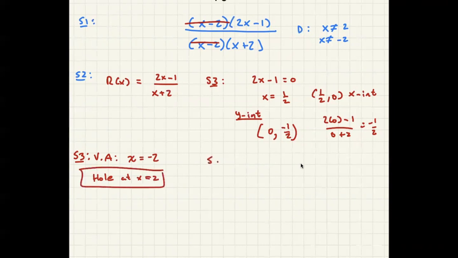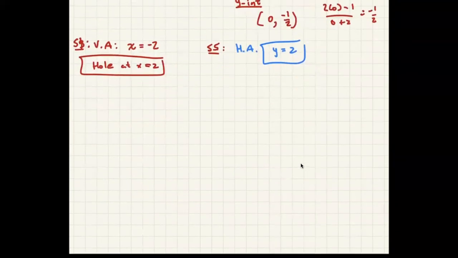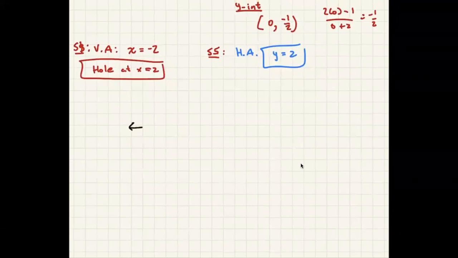Step 4. Oh wait, that was step 4. Step 5. We've got to find the horizontal or oblique asymptote. Well, because it's reduced, we just look at the coefficients in front of x. So our horizontal asymptote is going to be y equals 2. Right? And now all we've got to do is graph. All right, guys, all we've got to do is graph.